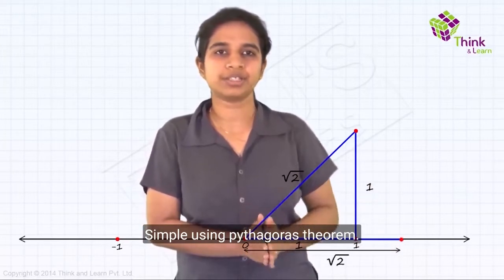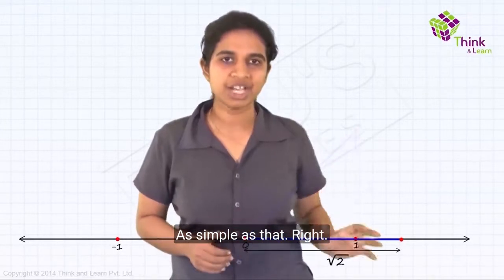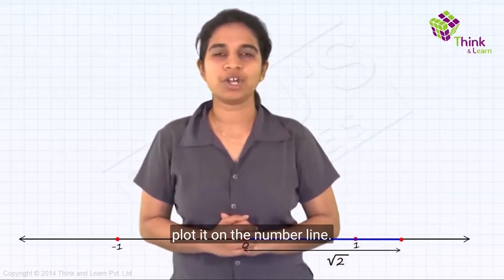Simple using Pythagoras theorem, right? This side is 1, this side is 1, this is root 2. As simple as that, right? So you have root 2 now plotted on the number line.